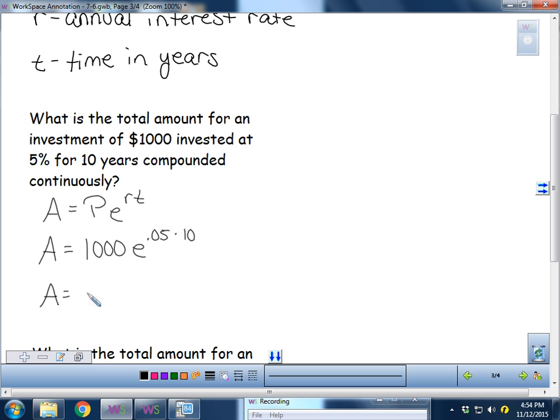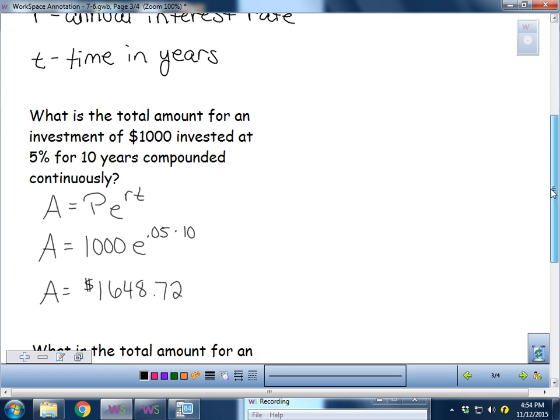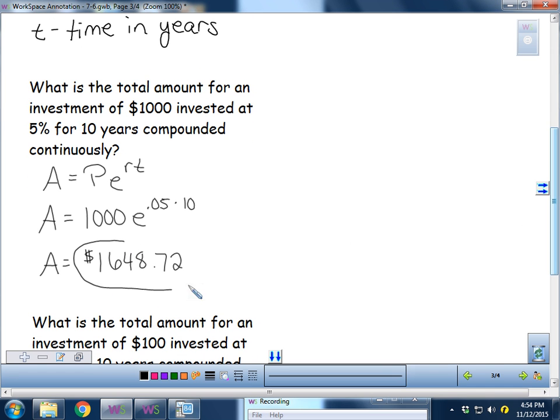So A is equal to $1,648.72. So let's talk about what that means. It means I started out with $1,000 and it had 5% that was compounded continuously. When you talk about loans and stuff, you can compound quarterly, yearly. This is continuously. So after 10 years, I only made $648.72 because I started with $1,000. So that's not really all that great of an investment after 10 years. I guess I almost doubled my money, but not really. So that would be my answer right there.